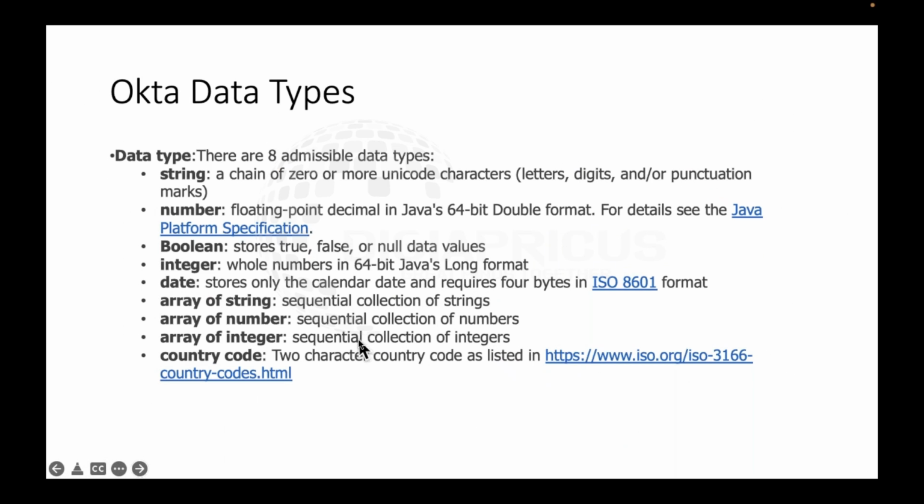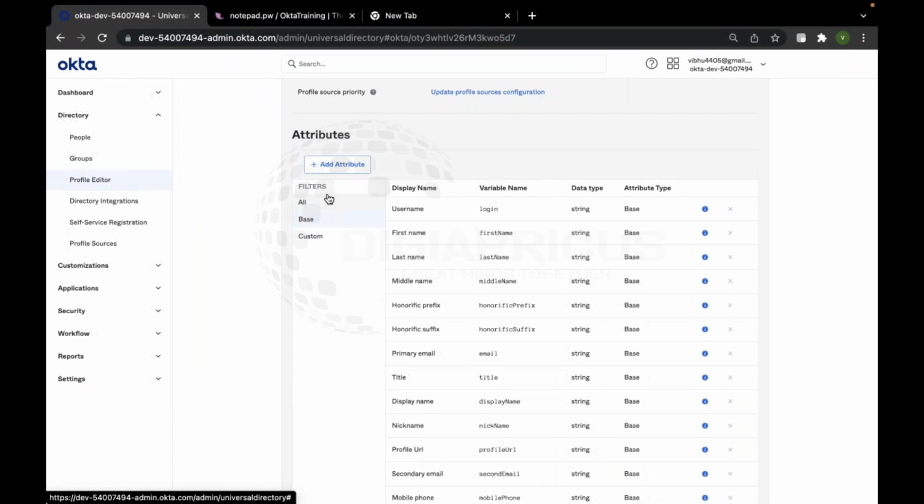Before I move on, any doubts over here, like what is an Okta user profile and what are the different Okta data types which we have? If you create an Okta data type using an array string, for example, you can give any value, right? For first name, you can give any value. Last name, you can give a number also. It will take it, because that data type is array string. Correct.